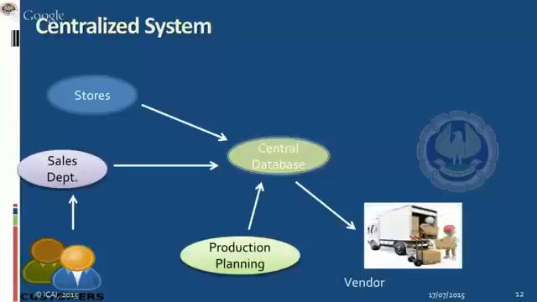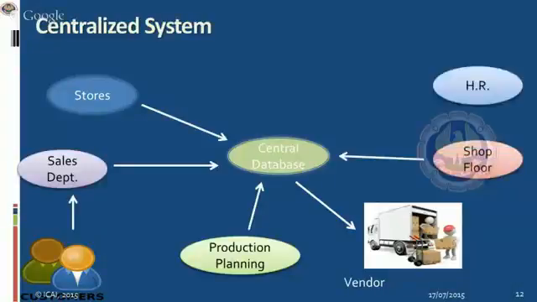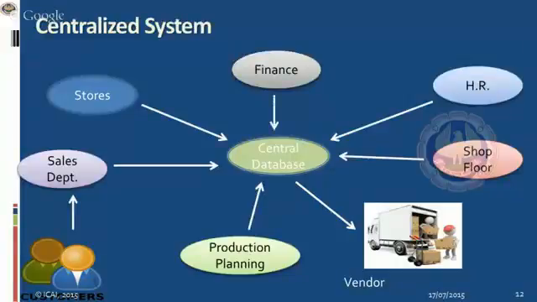From the central database, only the production planning department will raise a purchase order on an approved vendor. The vendor will supply the goods. The shop floor is also connected with the central database. The HR department is also connected with the central database. Finance is also connected with the central database. Each and every department shall be connected with the central database.